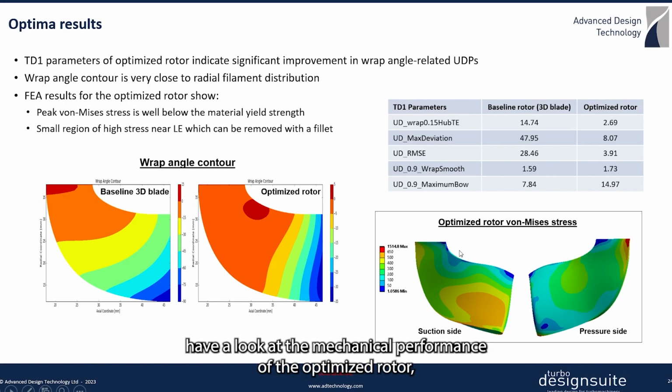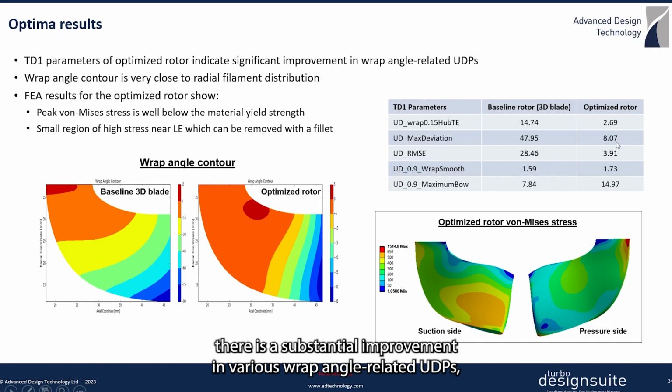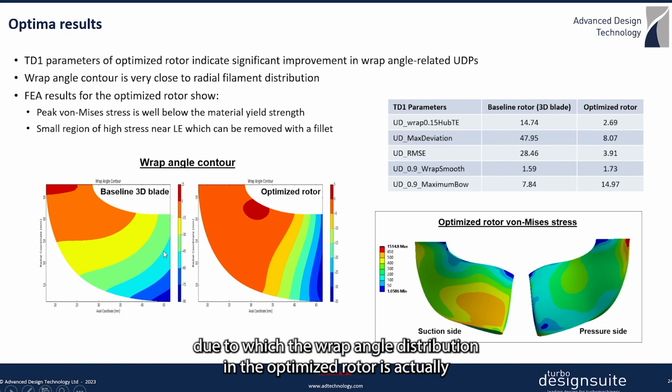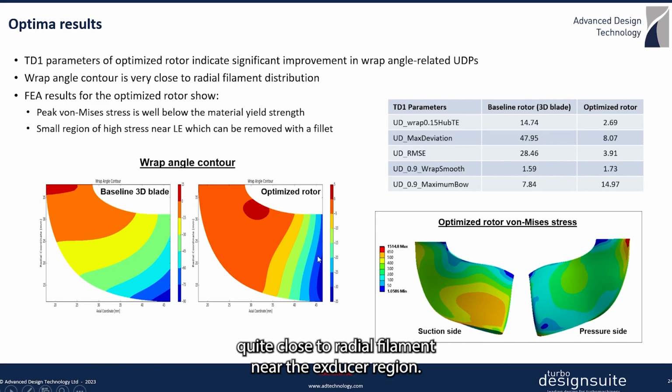And so first, let's have a look at the mechanical performance of the optimized rotor. And so as far as Turbo Design 1 performance parameters are concerned, there is a substantial improvement in various wrap angle related UDPs, due to which the wrap angle distribution in the optimized rotor is actually quite close to radial filament near the extruser region. And as we can see here, the FEA analysis provides final confirmation that the peak stress in the optimized rotor is contained well within the yield strength of the material. Now, although there is a small region of high stress on the pressure side trailing edge, this is mainly caused by the lack of modeling the fillet.